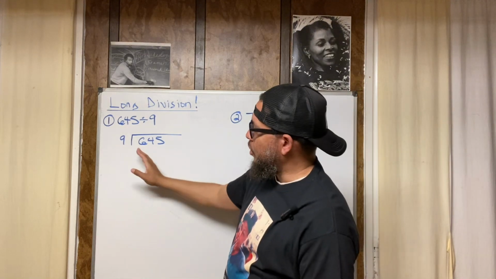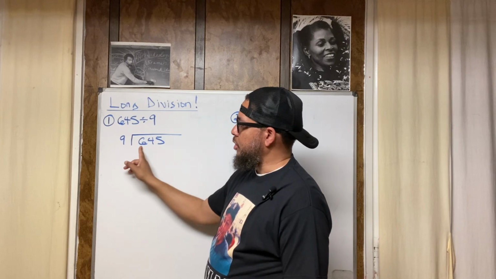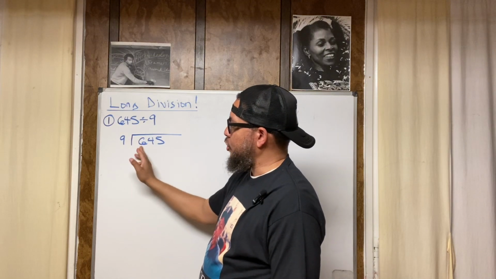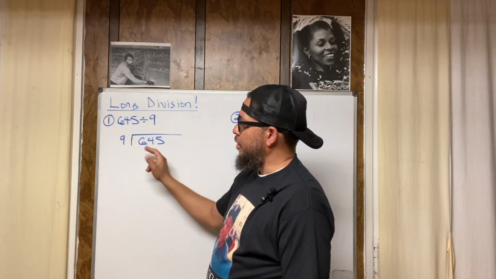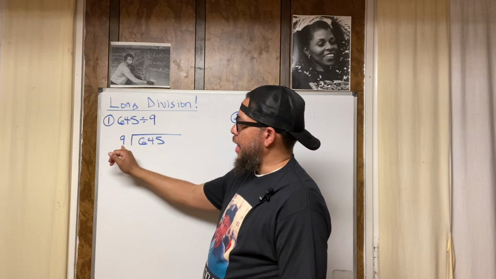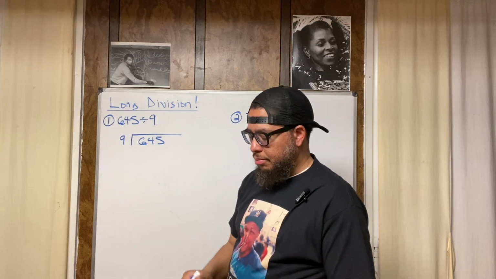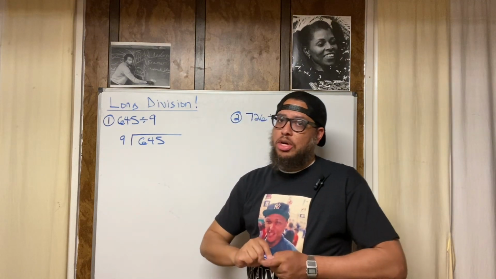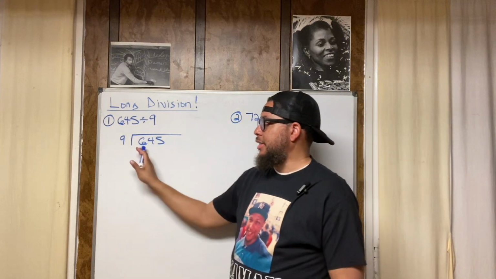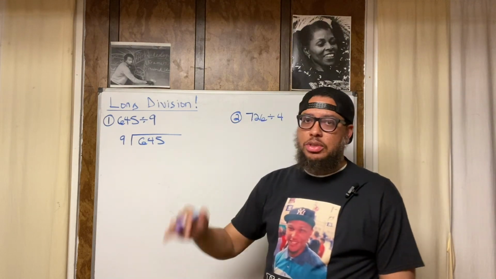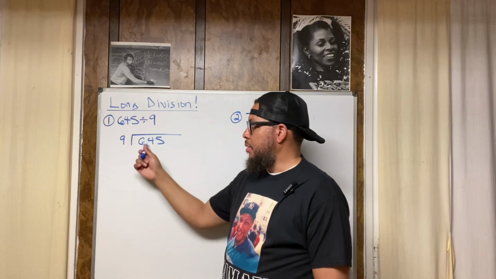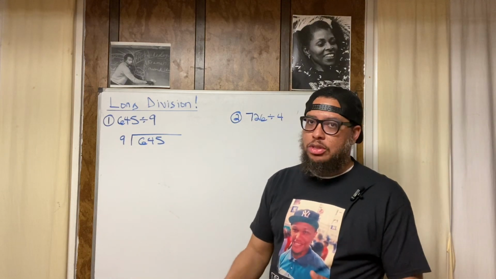So what are we doing? You start with the first digit that you see, the largest digit, in the hundreds place in this case, of the dividend. And you say, what is 6 divided by 9? Now, 6 divided by 9 is not going to be a whole number, because 6 is less than 9. So we don't want to do 6 divided by 9, because that would give us a fraction or a decimal, and we don't want that.